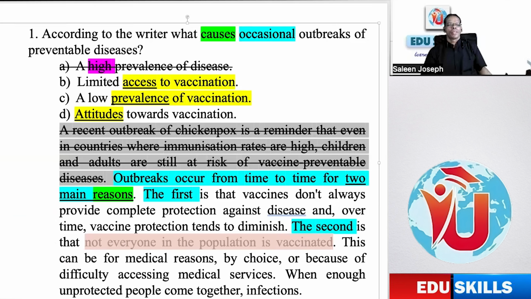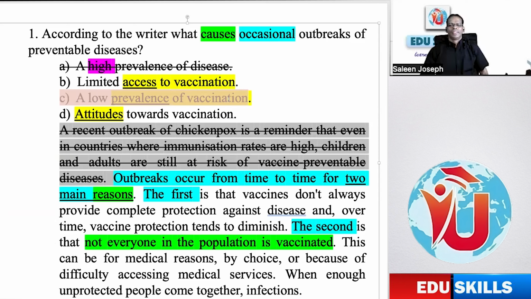Is there any paraphrasing or synonymous language among the options? Low prevalence. A low prevalence of vaccination is the paraphrasing of not everyone in the population is vaccinated. First reason, vaccines don't always provide complete protection. Second reason, not everyone in the population is vaccinated, a low prevalence of vaccination. Is that clear? Yes.